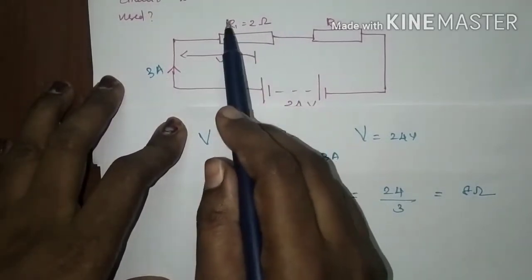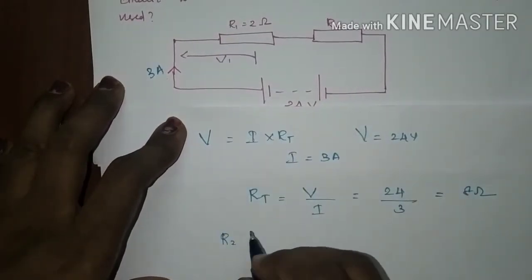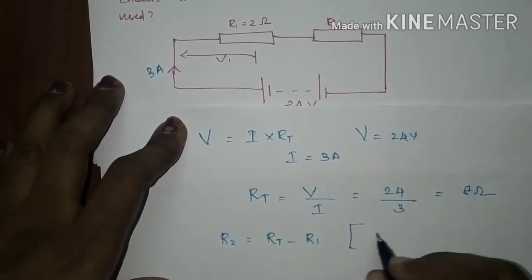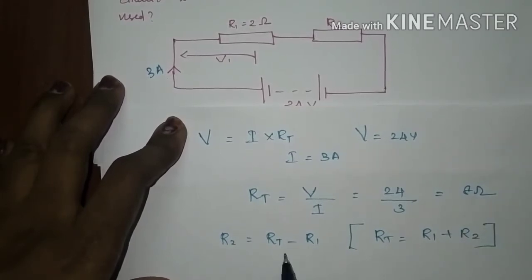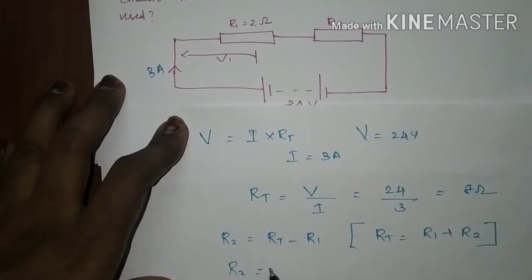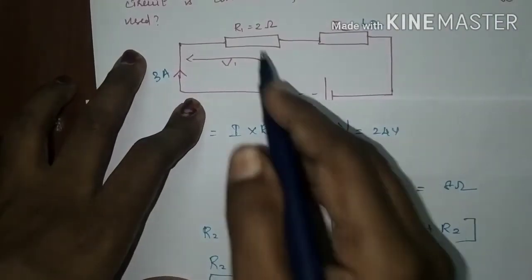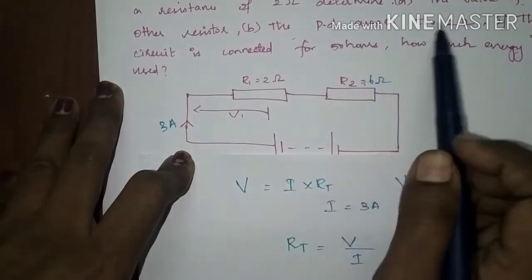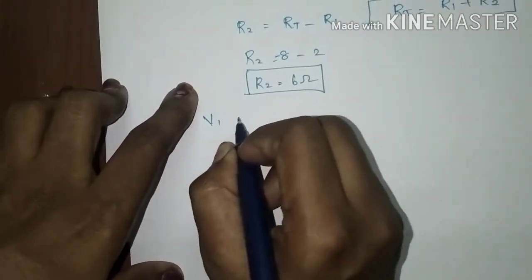They have given the value of one resistance as 2 ohms. So R2 can be found by R total minus R1. In a series circuit, the total resistance is the sum of all the resistances present in the circuit. According to that formula, we can find the value of R2. So R2 equals 8 minus 2. R2 is 6 ohms. R1 is 2 and R2 is 6 ohms. They asked for the potential difference across the 2 ohm resistor. That is V1, the potential difference across the 2 ohm resistor.